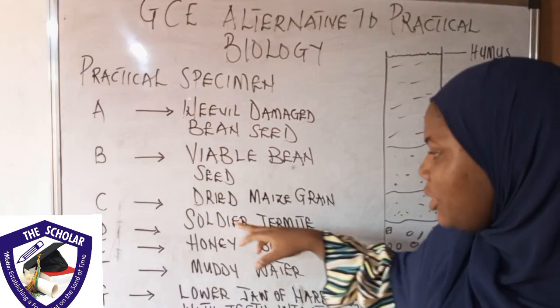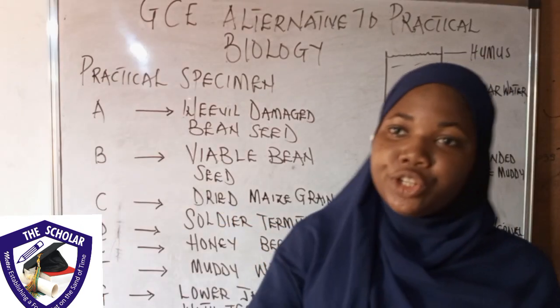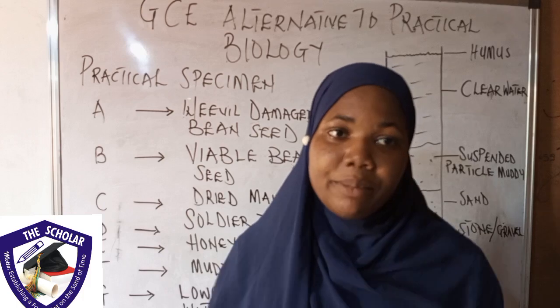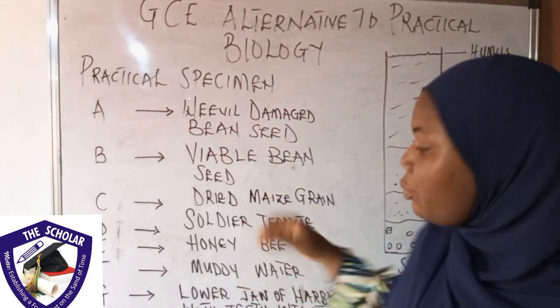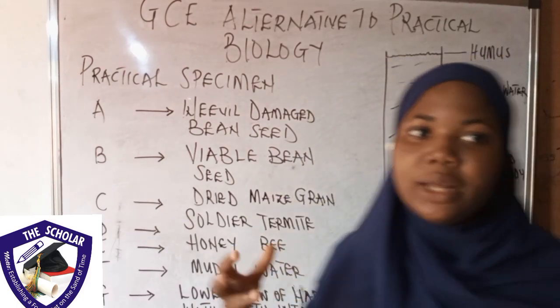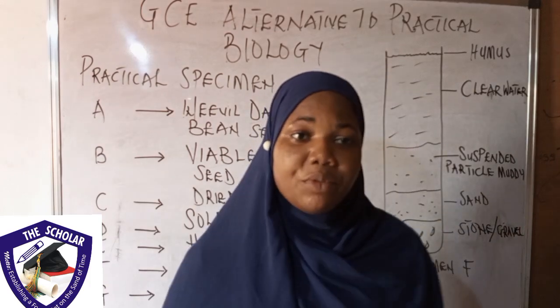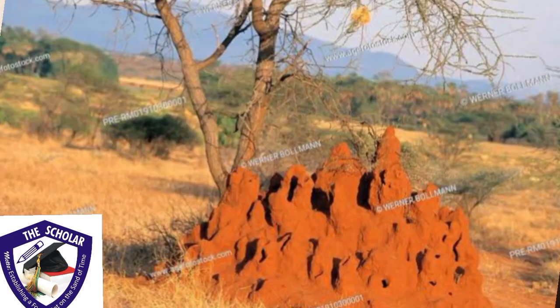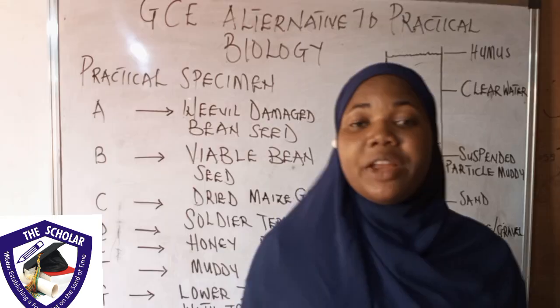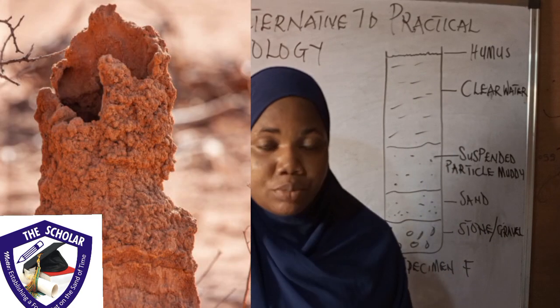In this specimen D, they were specific. They said in the caste and members of termites, what we were given was soldier termites. Now, you'll be asked the habitats. Where can we find the soldier termites? We can find them in ant hill, and we can find them in what? Termitarium. That's where they stay.